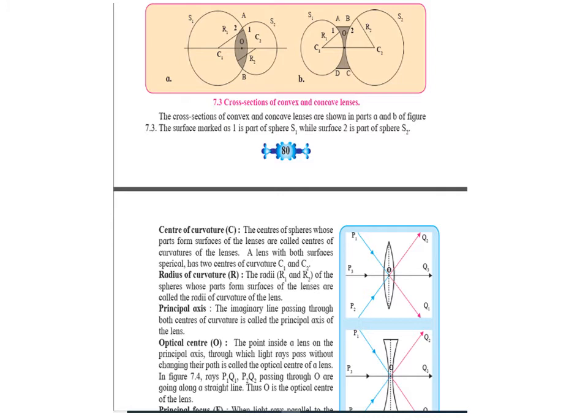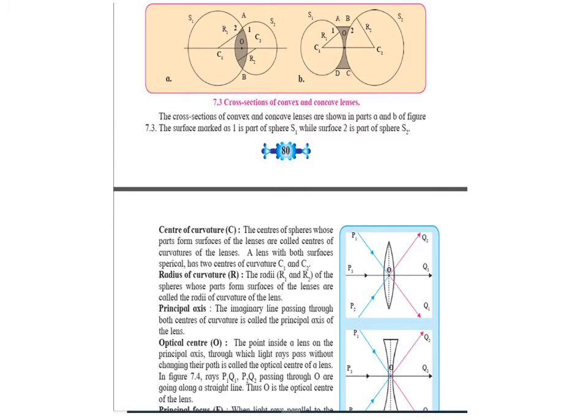The first definition that we see is called center of curvature. Now, since a lens is made using two spheres, everything is double or twice. So here also we have two centers of curvature, two radii of curvature, things like that. So how do we define center of curvature? The centers of the spheres whose parts form the surfaces of the lens are called centers of curvature of the lens.